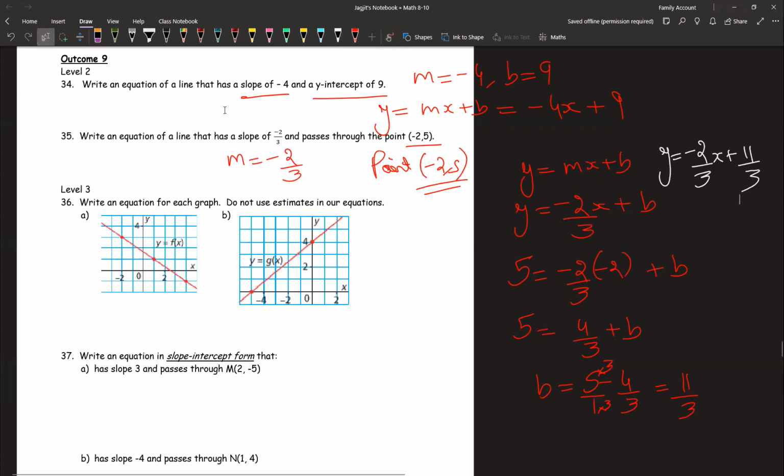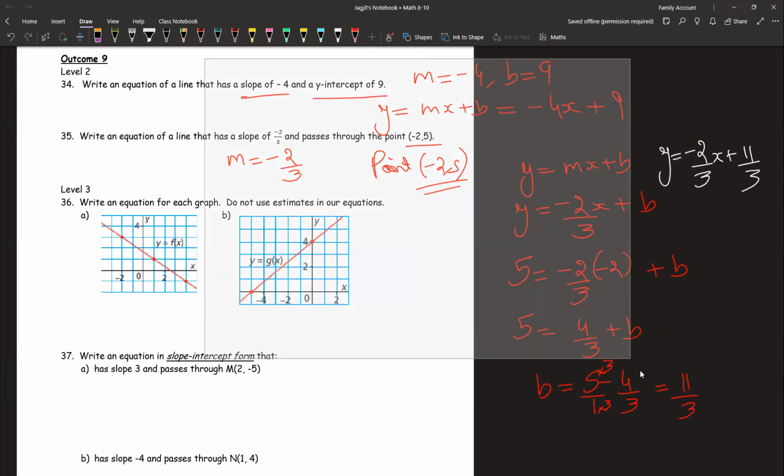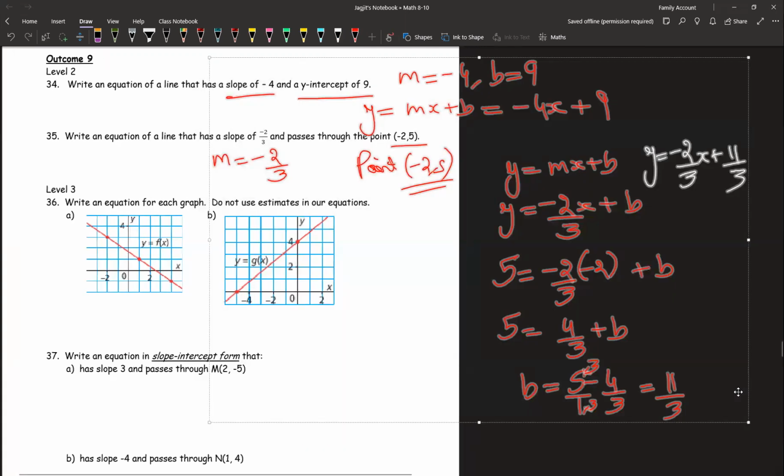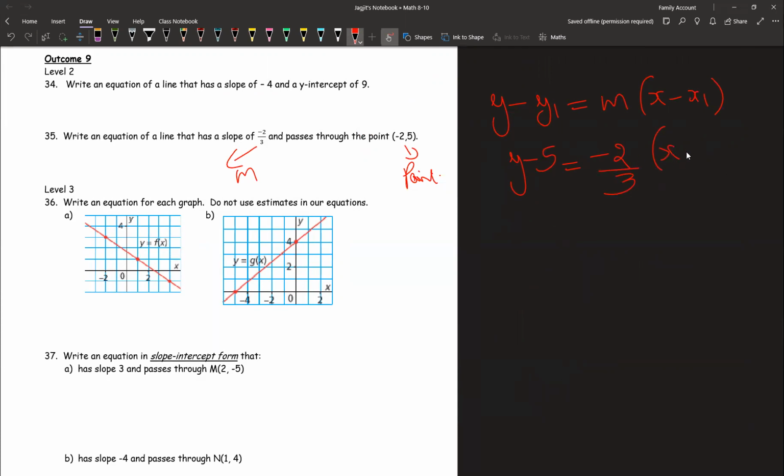But you should recognize that if the question doesn't say which form I need to use, then there's actually a much easier way of writing this equation if I use the slope point form, because this is the slope and this is the point. And my slope point form is y minus y1 is equal to m times x minus x1. So that would be y minus 5 is equal to minus 2 over 3 x minus x1, which is x minus minus 2. And that is y minus 5 is equal to minus 2 over 3 x plus 2.